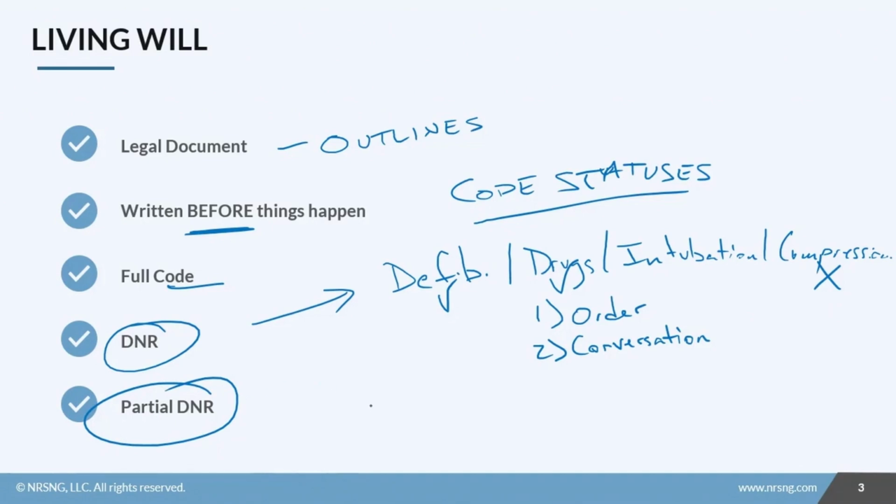And the important thing that you need to remember as the nurse is that you need to pay attention to what they do and don't want. It'll be outlined again through the order and the conversation. So you can always refer back to documentation by the doctor for all the ins and outs of those. Also pay attention to your hospital policy regarding partial DNRs.